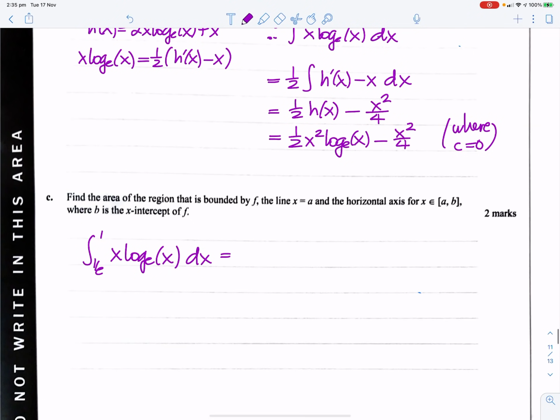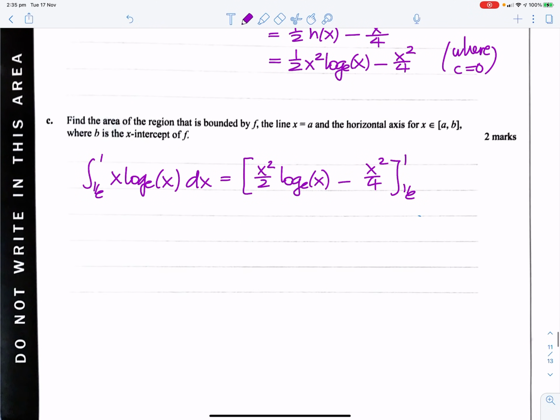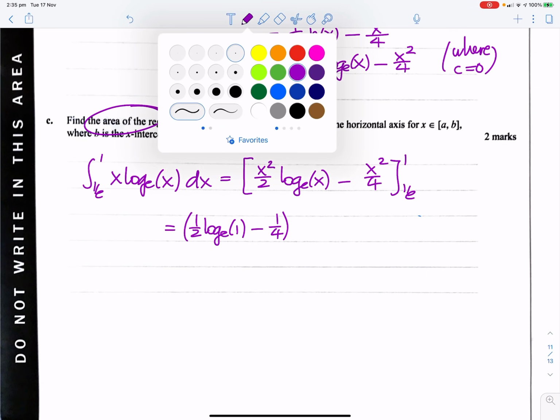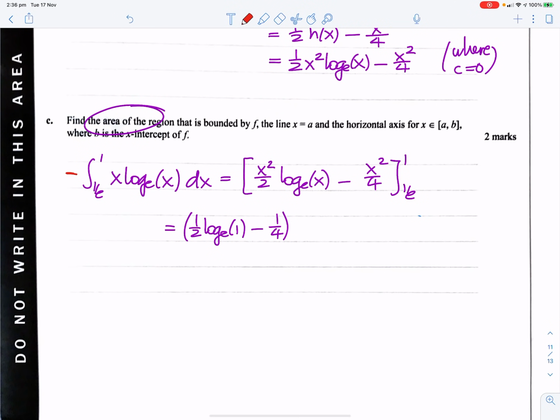Now we know what the antidiff is because we just did it. So I'm going to say x squared on 2 log e x minus x squared on 4 between 1 and 1 on e. When we sub 1 in, we get a half log e of 1 minus 1/4. I just read, this just says the area, so we've got to put that as a negative. So remember that at the end.